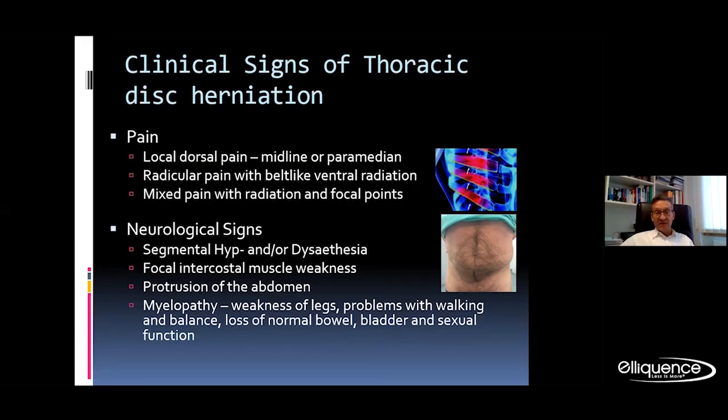You can be confronted with mixed pain with radiation and focal points. On the other hand, if you have these huge cases, as we have seen before by Luke, there are neurological signs. You can have segmental hypoesthesia or dysesthesia. This is what you see very often. You can find a focal intercostal muscle weakness, which is difficult to figure out. Protrusion of the abdomen is sometimes seen. And in the worst cases, myelopathy, which means weakness of the legs, problems with walking, balance, bowel function, bladder function, or disturbed sexual function.